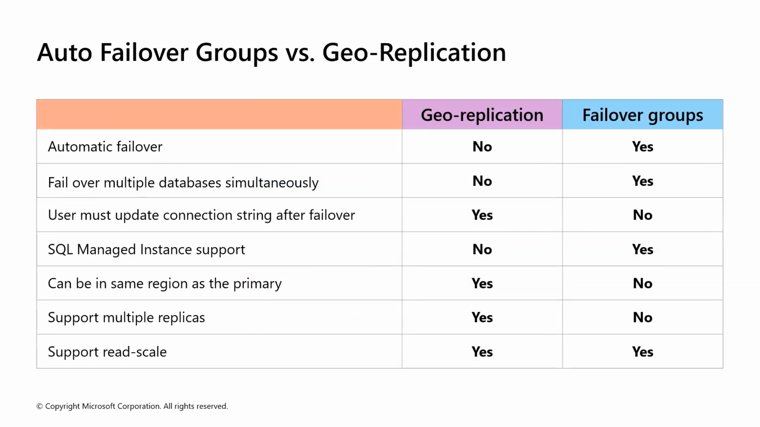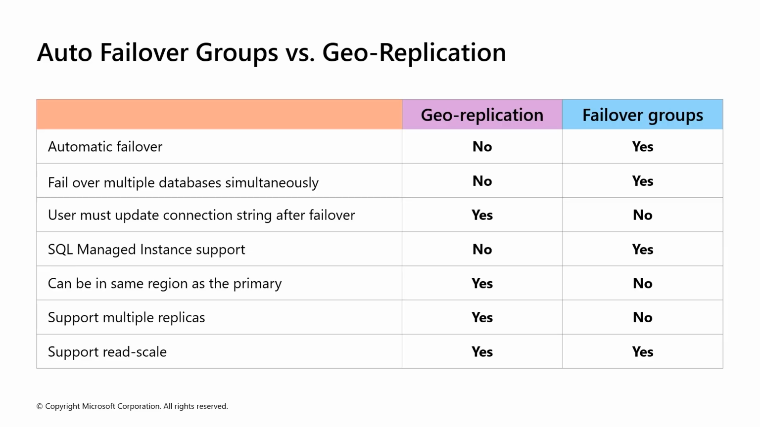Now let's see a comparison of auto failover groups and geo-replication in Azure SQL environments. This is highlighting their respective strengths and limitations. Auto failover groups offer automatic failover, simultaneous failover of multiple databases, and support for SQL managed instances without requiring connection string updates, making them ideal for mission-critical apps that demand high availability and minimal downtime.